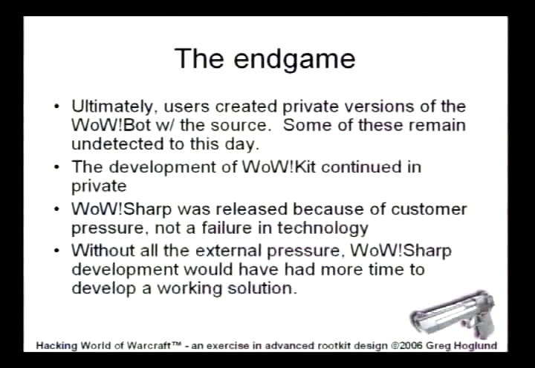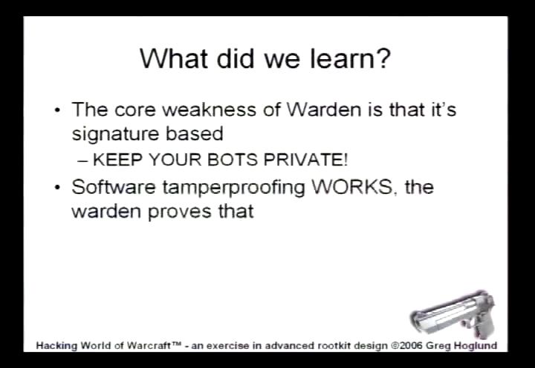So in the end game, a lot of people did. They downloaded it. They made their own private versions. I understand that many people have undetectable bots today because they recompiled this and made it so that the banning hashes used by the Warden can't detect this particular version. But the key is you don't release it, because if you do, someone at Blizzard's going to find out, and they're going to add that to their banning hashes. What did we learn? Number one, keep your bots private. And number two, the Warden works.